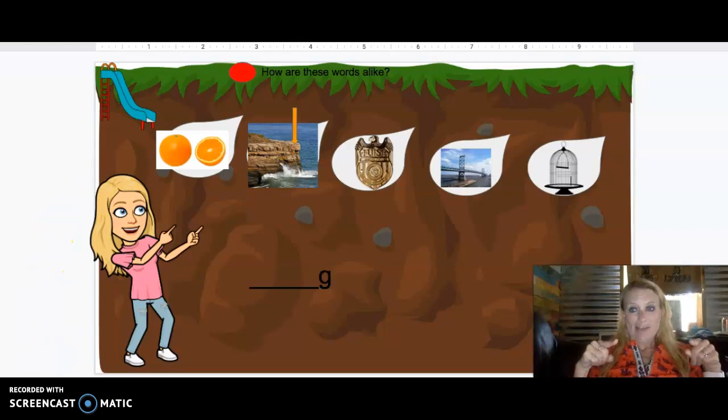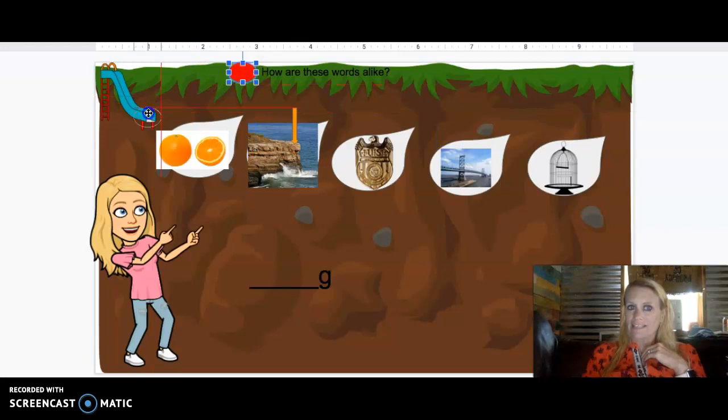So, did you figure it out? All right. They all have the same ending sound. That means the last sound we hear in the word, right? I put that at the end of my slide because that's the last sound we hear at the end of the word. And what sound was that? It was a G, a J sound. Listen again as we say them. Orange, ledge, badge, bridge, cage.